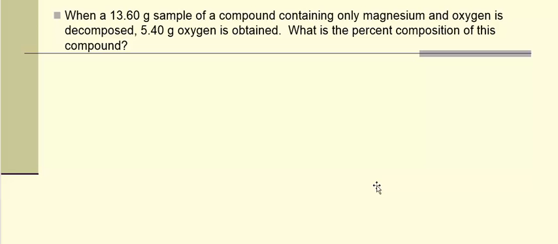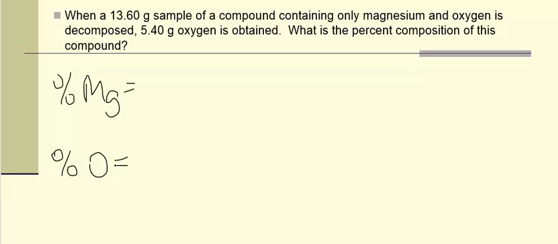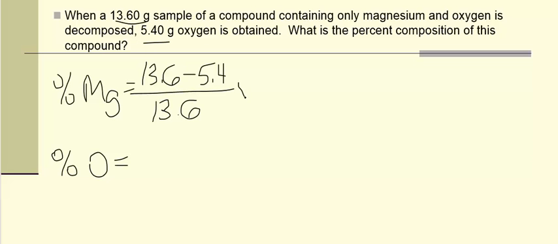Here's another example of the percent composition from mass data. A compound consists of magnesium and oxygen. What's the percent composition? For magnesium, I need the mass of magnesium. 13.6 is the sample. 5.4 is from oxygen. So the mass of magnesium is 13.6 minus 5.4. We're going to divide by the total mass, which is 13.6.